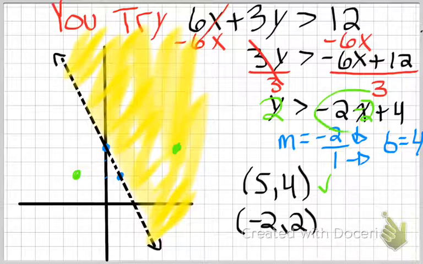2 times negative 2 is negative 4. Negative 4 plus 4 is 0. So 2 is greater than 0. Okay, I see my mistake.